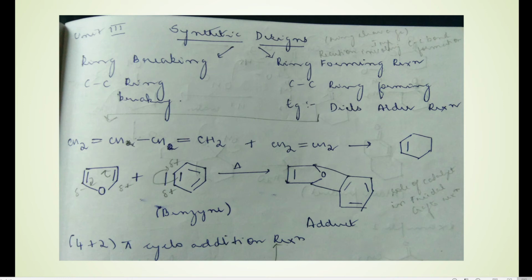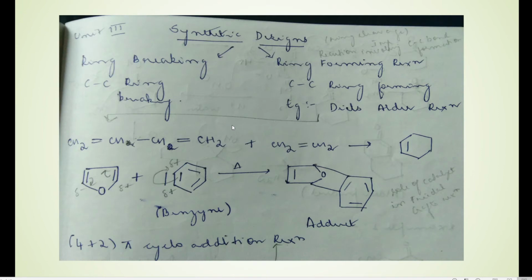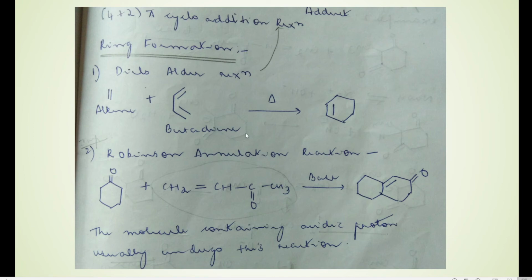Now we'll go to some important named reactions. The first reaction under ring formation is the Diels-Alder reaction, which we already studied. You can write it either this way, or you can also represent it this way. What is happening in Diels-Alder, students? An alkene is made to react with butadiene. When an alkene is made to react with butadiene, you get a cyclic compound, a new ring is formed. This is also called a 4 plus 2 pi cycloaddition reaction. So this is the first important example of a ring formation reaction.